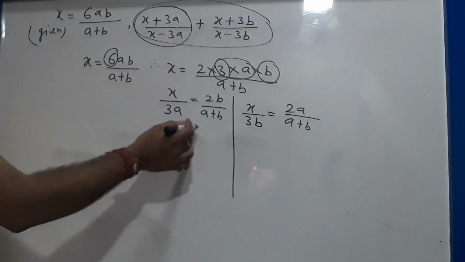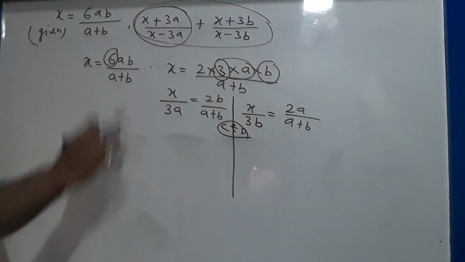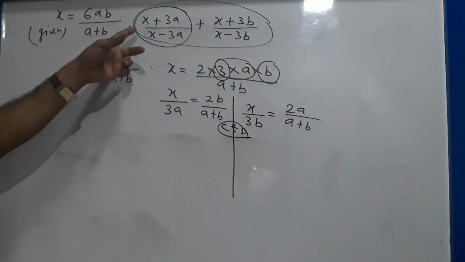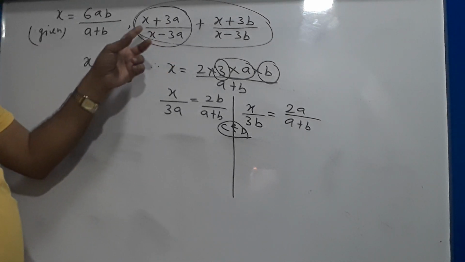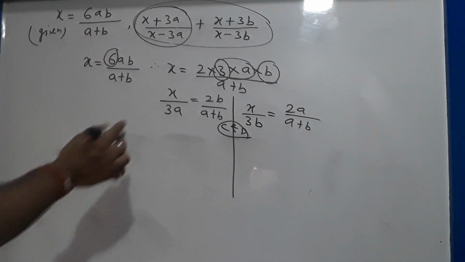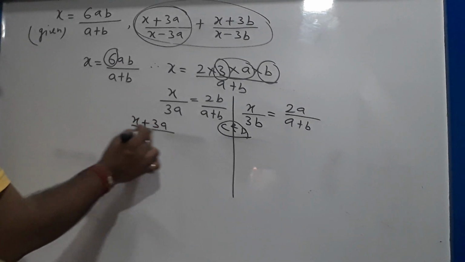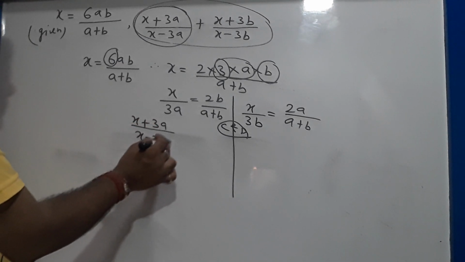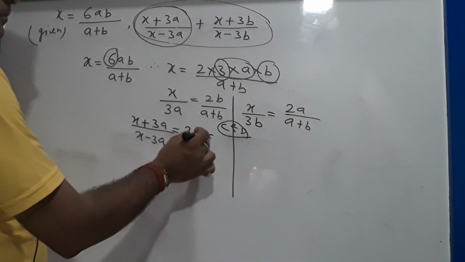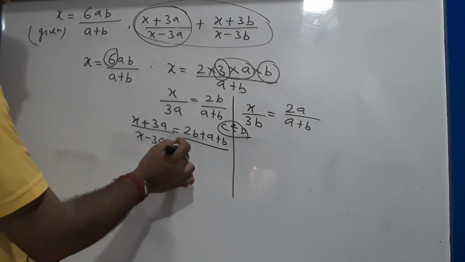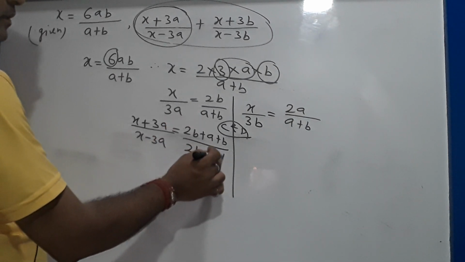Now apply the C and D rule on both the sides. Apply componendo dividendo rule. Because we want to get which form? Numerator plus denominator upon numerator minus denominator. Means we want to apply the C and D rule. So x plus 3a upon x minus 3a, numerator plus denominator upon numerator minus denominator, is equal to, on the other side, numerator plus denominator upon numerator minus denominator.